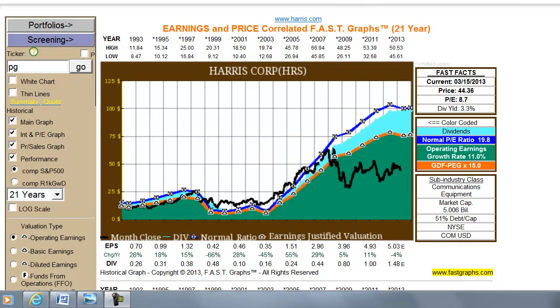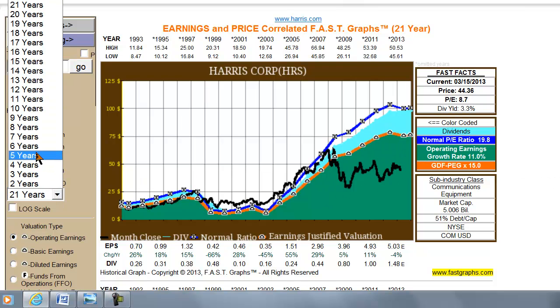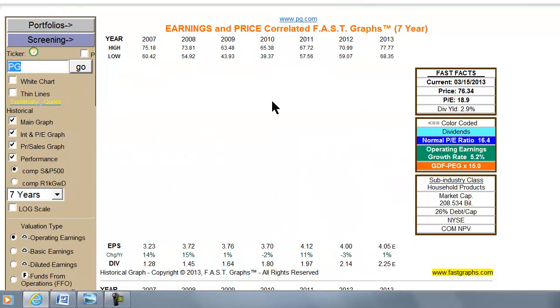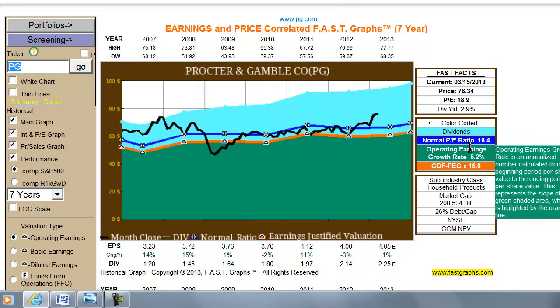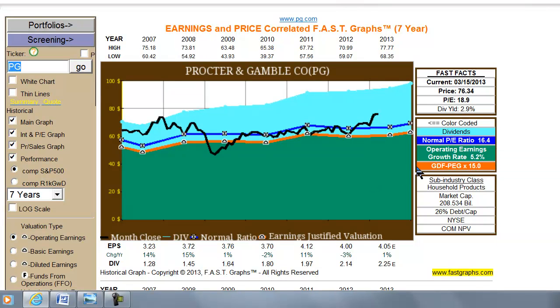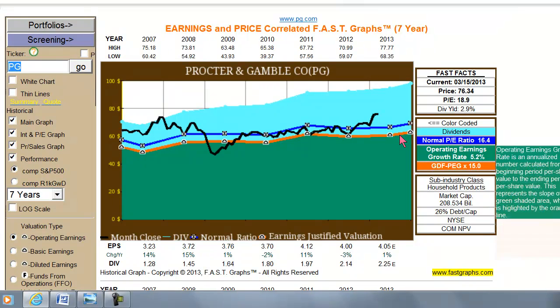Now, getting back to Harris Corporation, let's try to figure out what's really been going on here. The best way to do that is to draw this as a shorter graph. So I'm going to start with a 7-year graph. I'm going to cut most of the years off and just look at the last 7 years. I actually forgot to change the symbol here, so let's look at Procter & Gamble. With Procter & Gamble, I have a similar situation. Notice that the normal PE in the last 7 years is much lower than its historical norm, but also notice that its operating growth rate has dropped significantly.